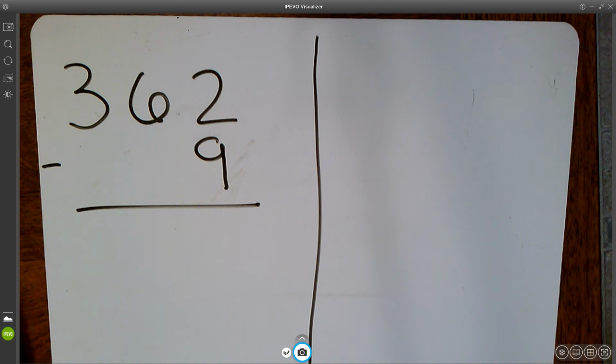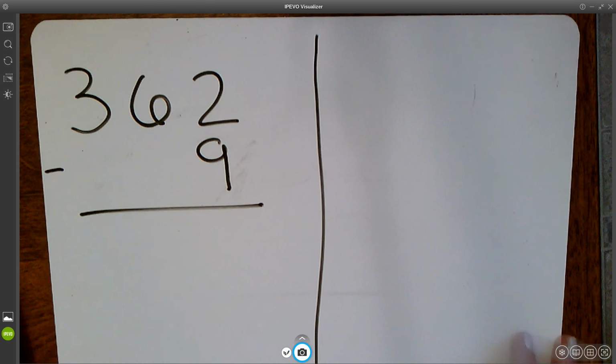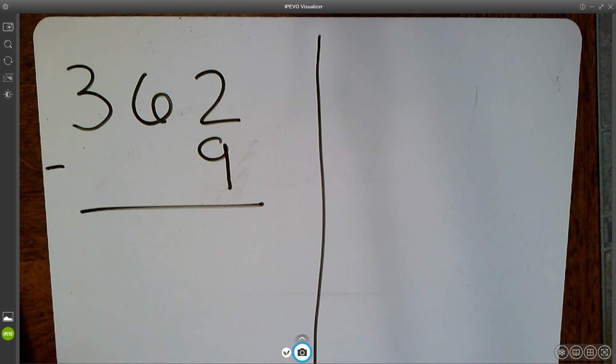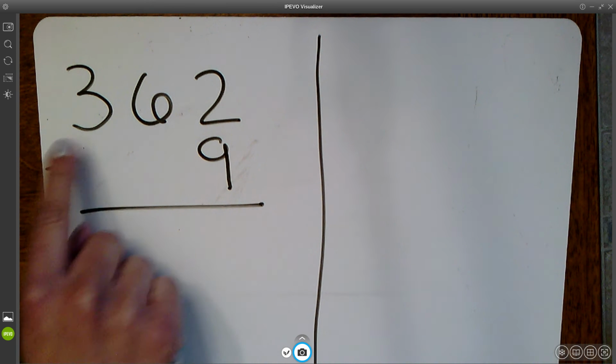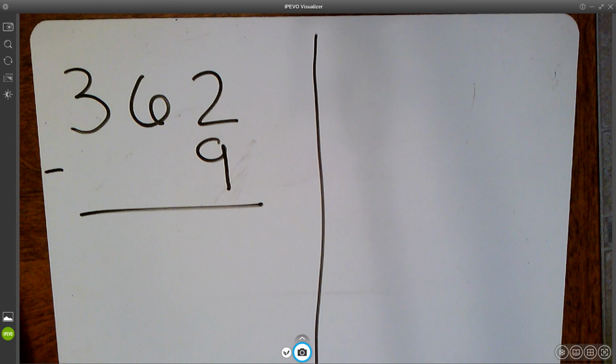Hey, second grade. So we are going to do some subtraction problems today, but we're learning a new skill. So today we're just focusing on this one problem, and we're going to pay really close attention, and then we're going to practice in small groups today. So we have 362 minus 9.